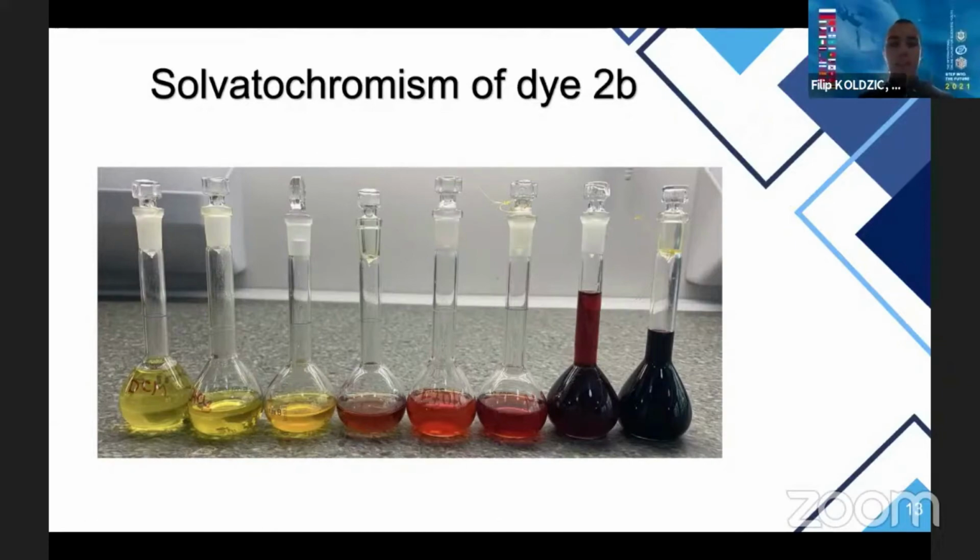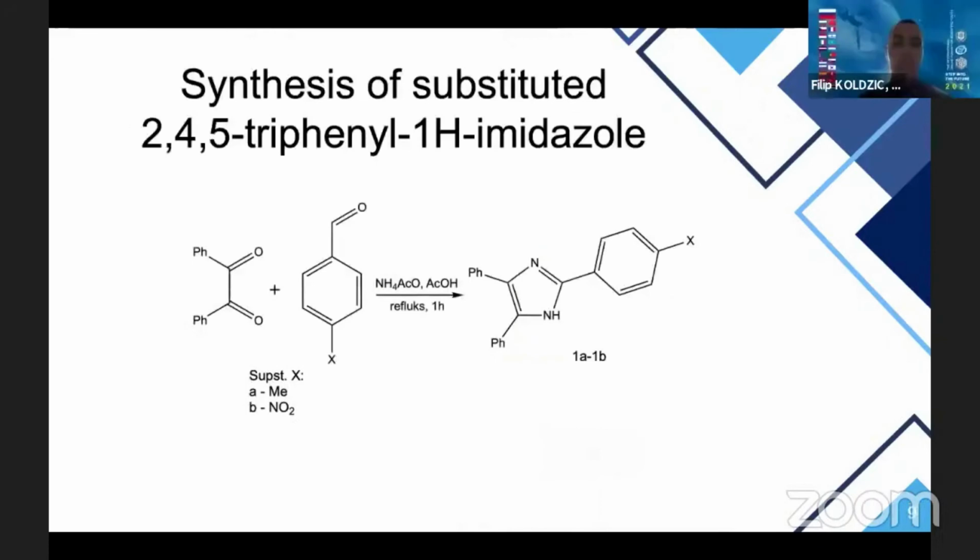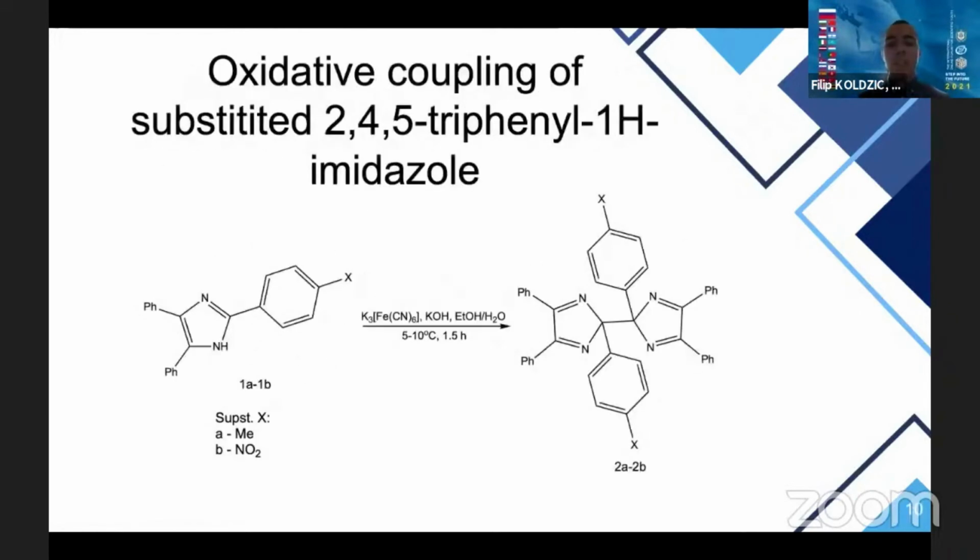Well, these dyes are synthesized from relatively cheap materials, from benzil, substituted benzaldehydes, and ammonium acetate. The process is pretty fast. I mean, dyes could be synthesized in less than 4 hours in relatively high yields. And so the price is accessible, and they could be used for many purposes. So if somebody produces a dye, they can use it for many different purposes, not only for one. So I believe that these dyes could commercially be available to a larger number of people.